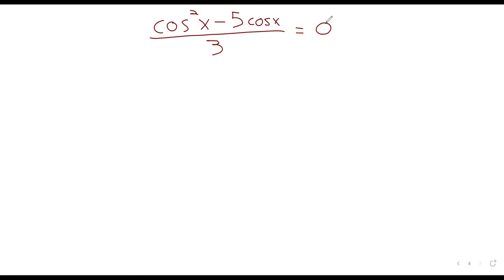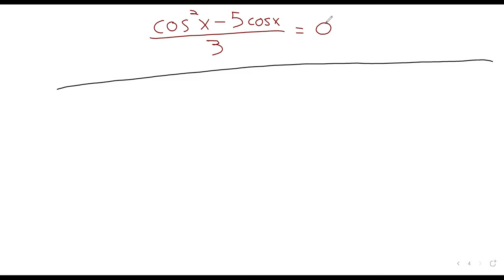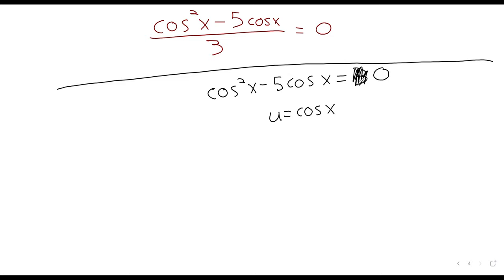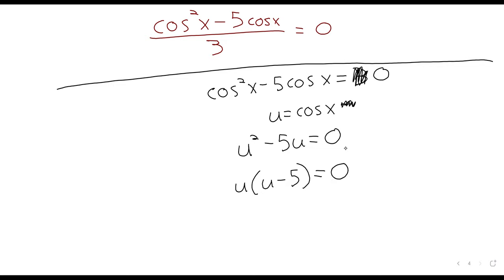Because we're doing the same process, we have to multiply both sides by 3, but multiplying 0 by 3 does not give you 3. What am I saying? Multiplying 0 by 3 just gives you 0. And then you could do the same type of thing. Here we could maybe get away with not using the quadratic formula, depending on how comfortable we are with just pulling a u out and using the zero product property.